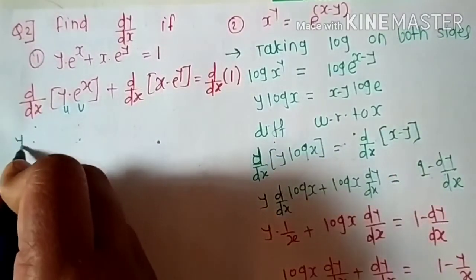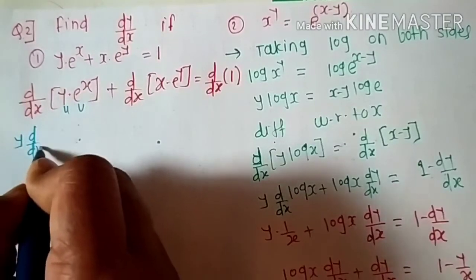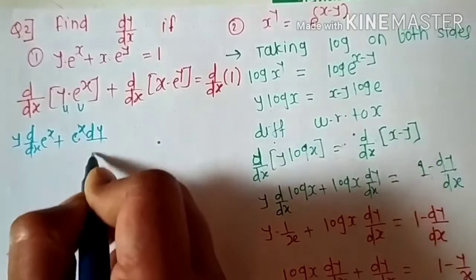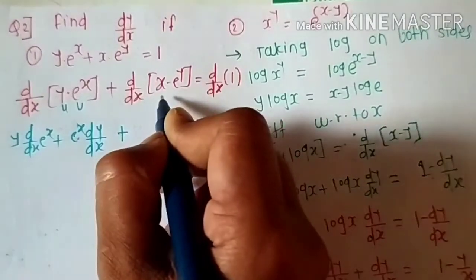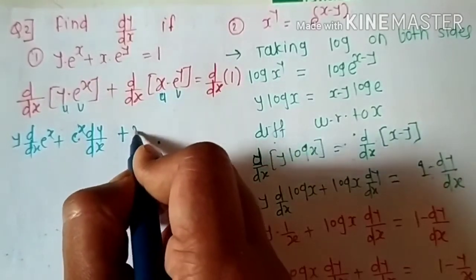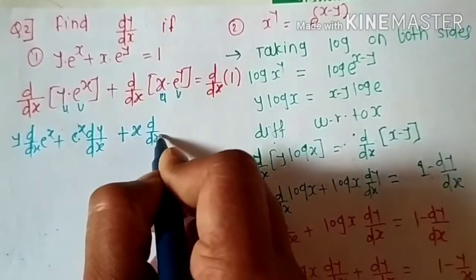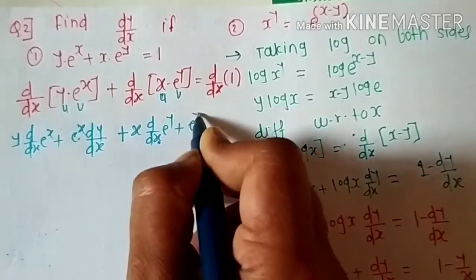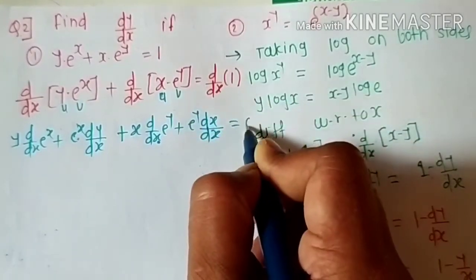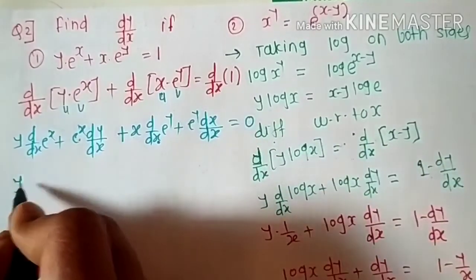So what do we get, the derivative of this term dy by dx, using the product rule u into v, that is first function into the derivative of e^x, plus e^x into the derivative of y with respect to x, plus the same product rule for the next one, that is first function into the derivative of e^y plus e^y into the derivative of x with respect to x, and the derivative of this constant is 0.